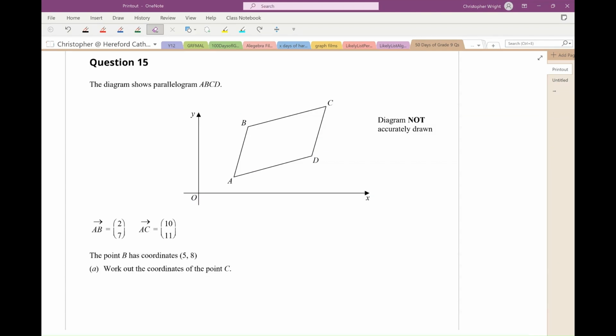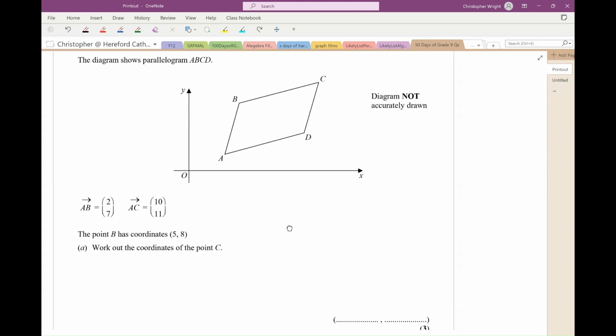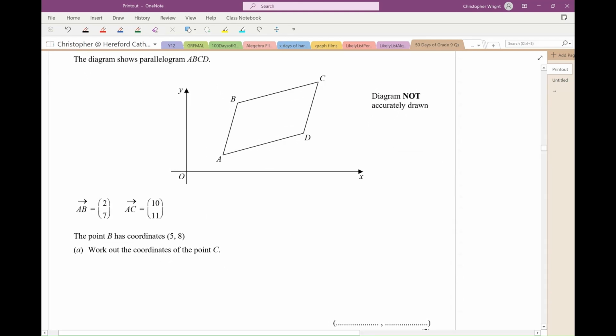Question 15. Now this looks like a question involving vectors. Let's have a look. We've got a parallelogram ABCD, and we're told the vector from A to B, that's here, is (2, 7). And we're also told the vector from A to C, that blue vector there. That blue vector is 10 along and 11 up.